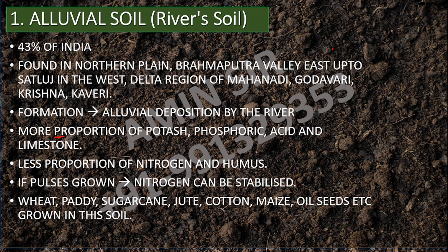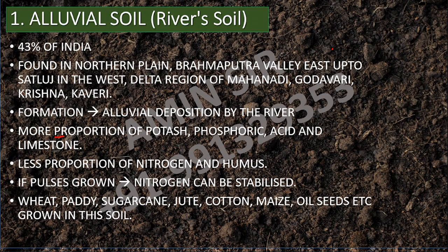So mostly this alluvial soil, or river soil, is found in different parts of India, that is the northern plain on the north side, mostly the Brahmaputra valley and Satluj river in the west, and the delta regions of the Mahanadi, Godavari, Krishna and Kaveri rivers. How is it formed? Alluvial soil is formed by alluvial deposition by the river. It creates layer upon layer, and at last creates alluvial soil.